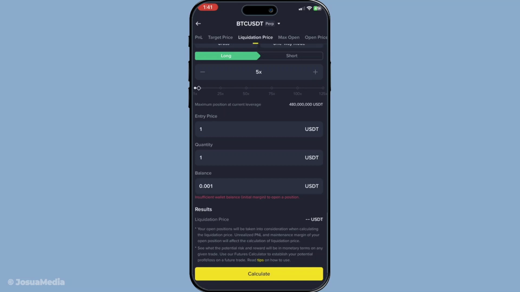And there you have it. In just a few taps, Binance Futures Calculator helps you manage your trades more effectively, offering peace of mind as you navigate the often volatile world of Bitcoin trading. Remember, knowing your liquidation price is a key aspect of successful trading, helping you take calculated risks and plan your strategy better. Thank you for watching and happy trading.